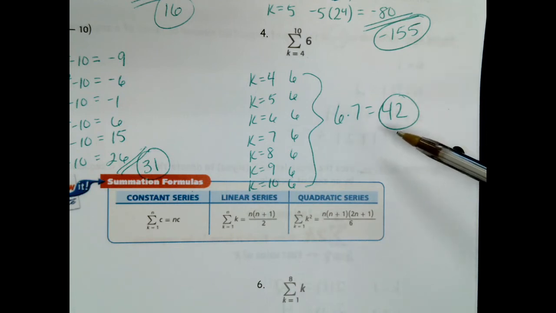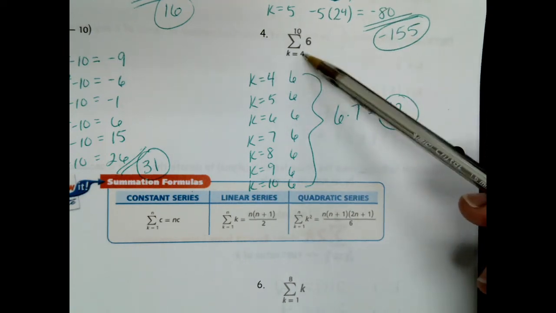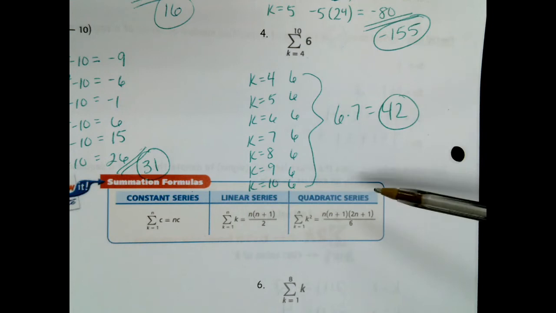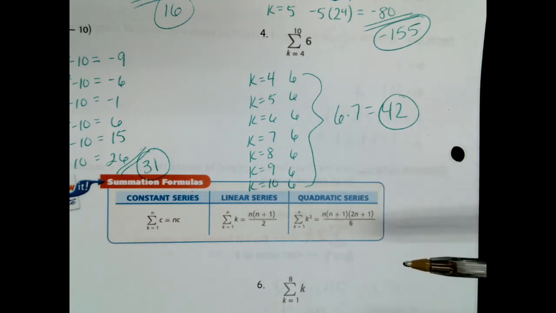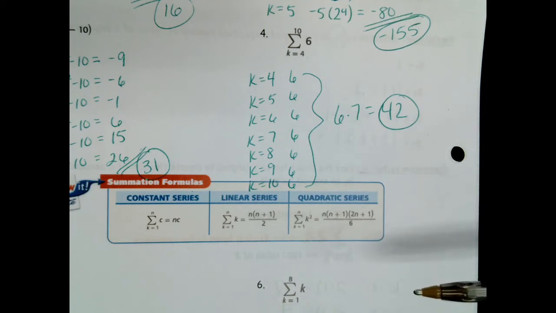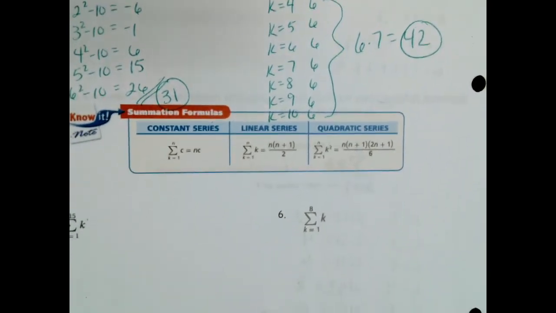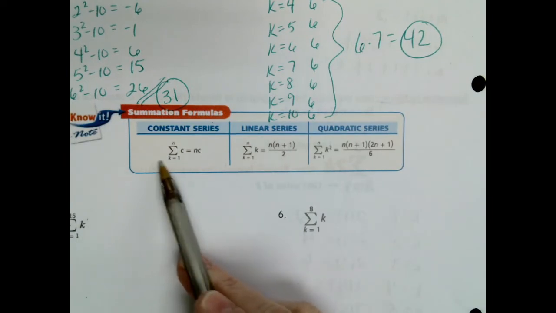This is actually a handy-dandy little formula that you can use. Because what if Mrs. McGuire did like 4 to 100? Would you want to sit there and go 6 plus 6 plus 6 plus 6? No. So if I did 4 to 100, that would be 97 times 6. Okay. Now, we have 3 formulas down here at the bottom in this little formula section.